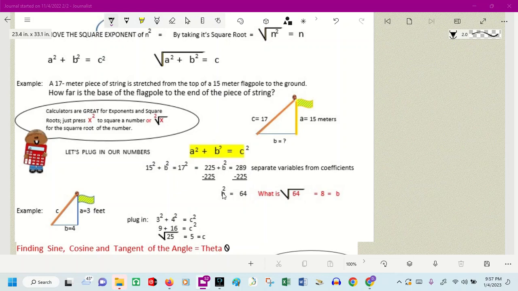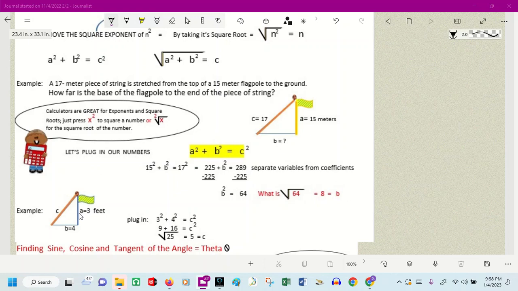What are you to do when you have the square of your variable equal to an answer? You take the square root to get your variable, your B. So the square root of 64 is 8, because 8 times 8 is 64. That equals B. Very simple.